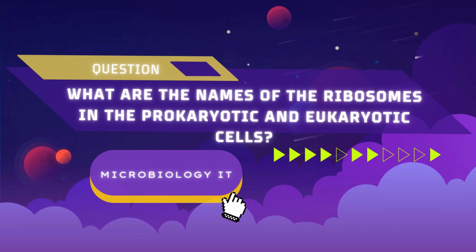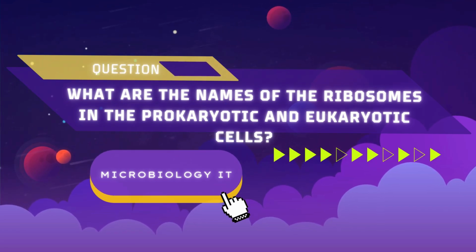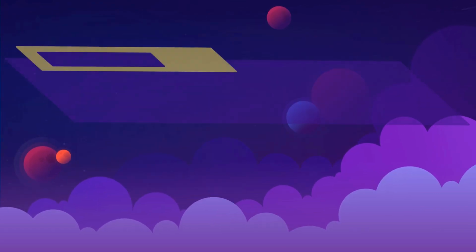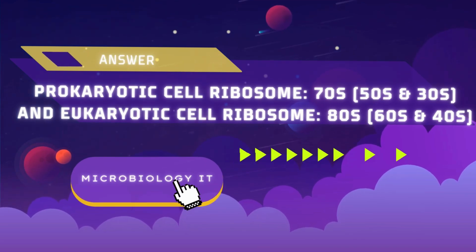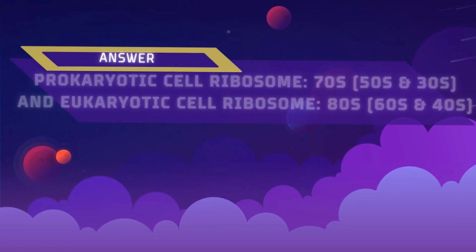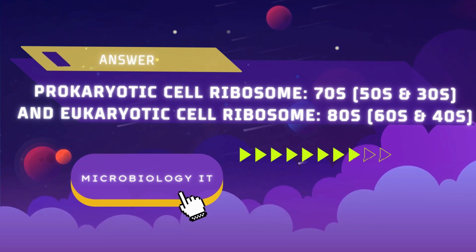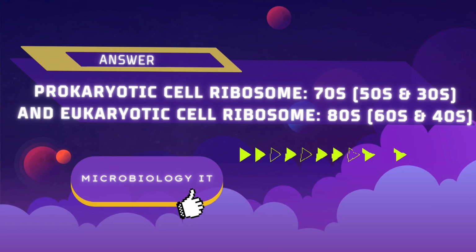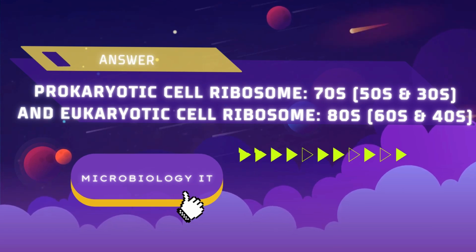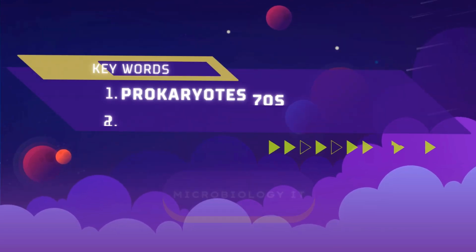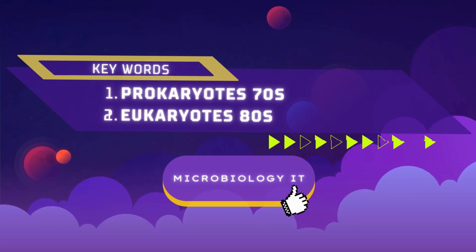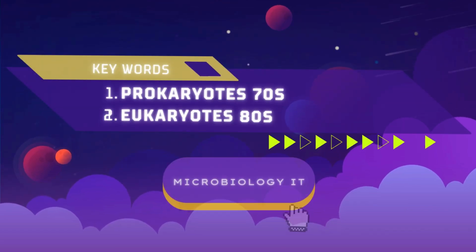Question number 3. What are the names of the ribosomes in the prokaryotic and eukaryotic cells? Answer: prokaryotic cell ribosomes are 70S, which includes 50S and 30S subunits, and eukaryotic cell ribosomes are 80S, which includes 60S and 40S subunits. Keywords to remember: 1. Prokaryotes, 70S. 2. Eukaryotes, 80S.